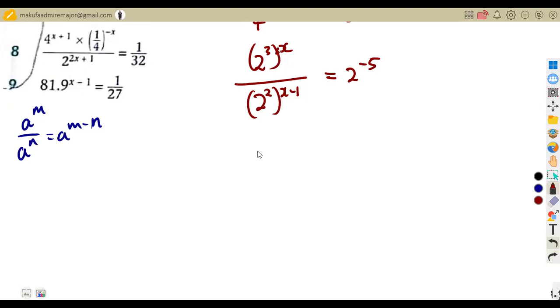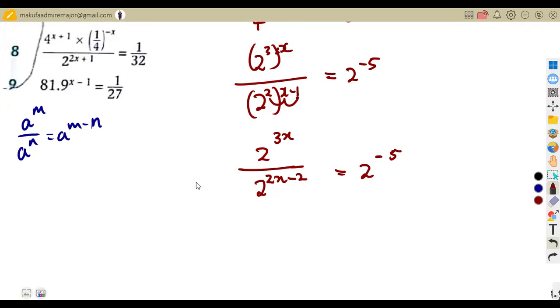Remember, exponent, we multiply. So that's 2 to the exponent of 3 times x, which is going to be 3x. Everything over, we do the same thing. 2 is distributed throughout. So it's 2 to the exponent of 2 times x, which is 2x. 2 times minus 1, which is a minus 2. And this is equal to 2 to the exponent of a negative 5.